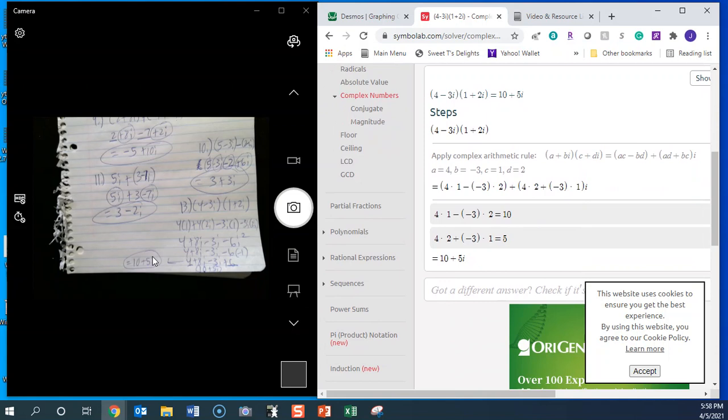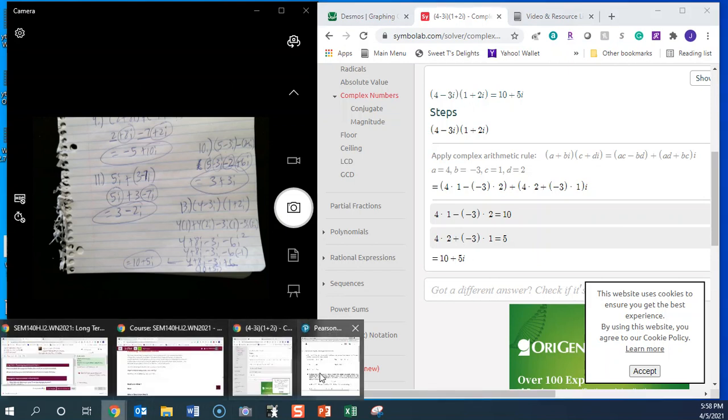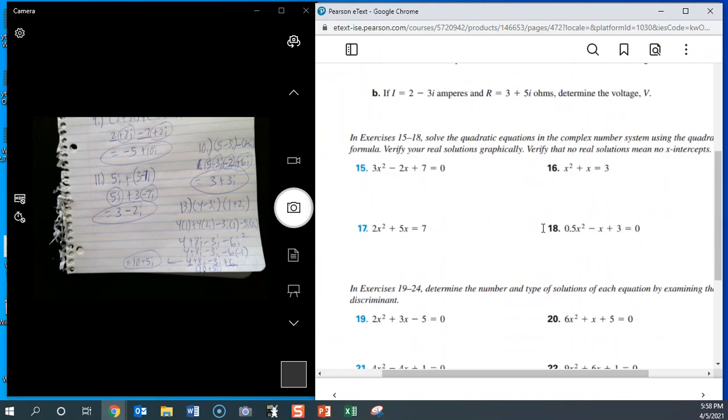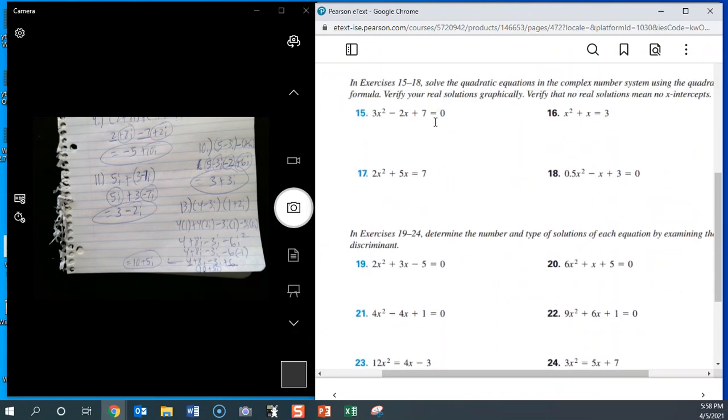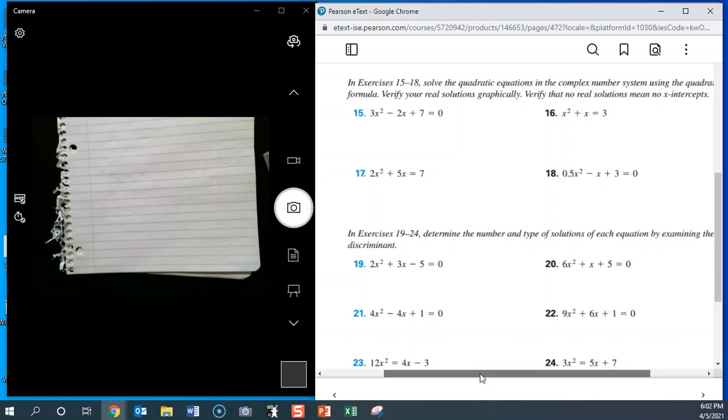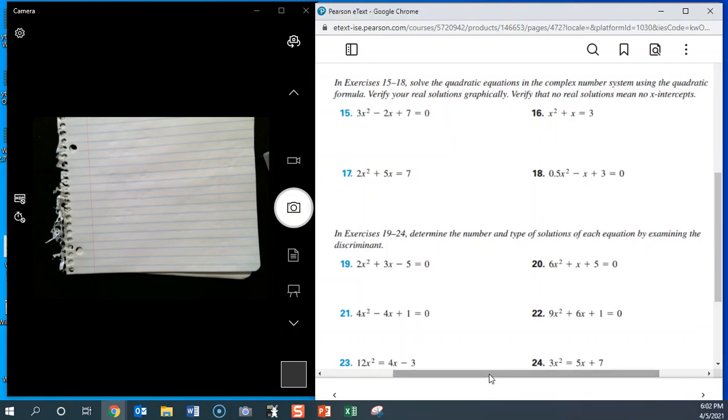Okay, so now we move on. We're going to go to the next problem. Let's get the textbook back up. Our next problem is going to be problem 15. So the directions state in exercises 15 through 18, solve the quadratic equations in the complex number system using the quadratic formula. Verify your real solutions graphically. Verify that no real solutions mean no x-intercepts.